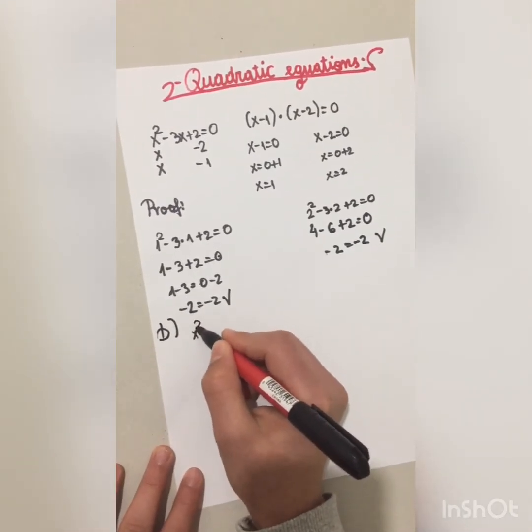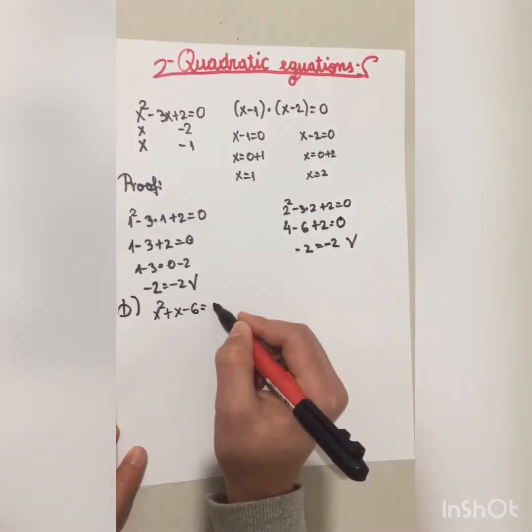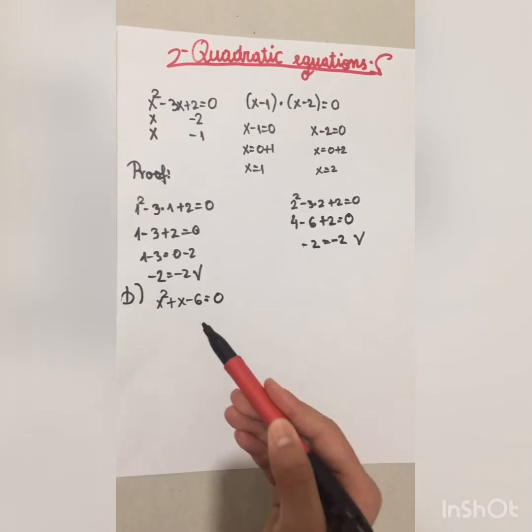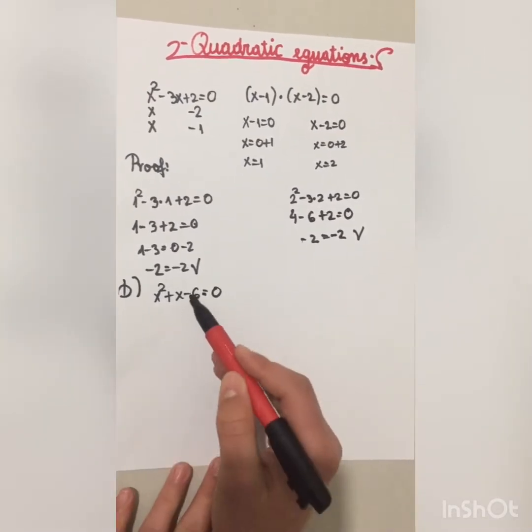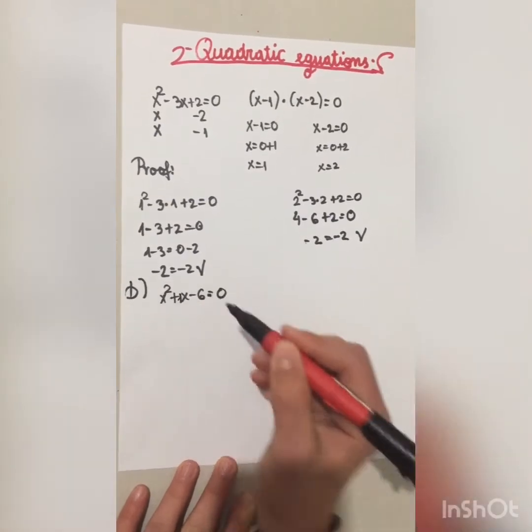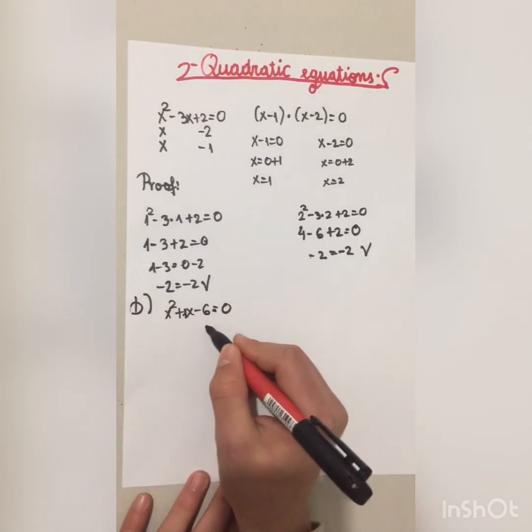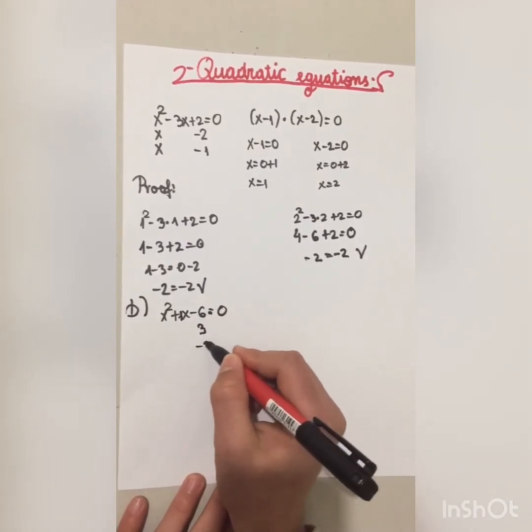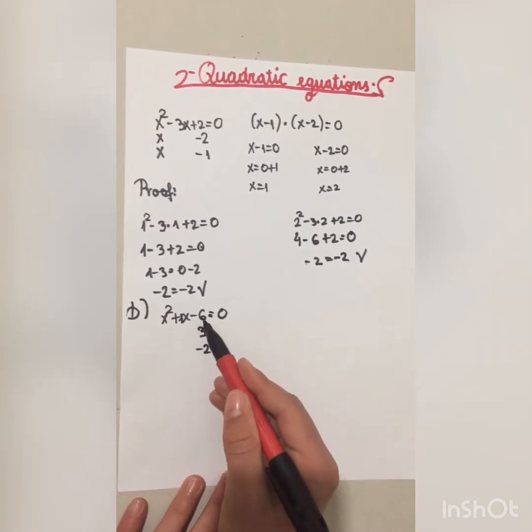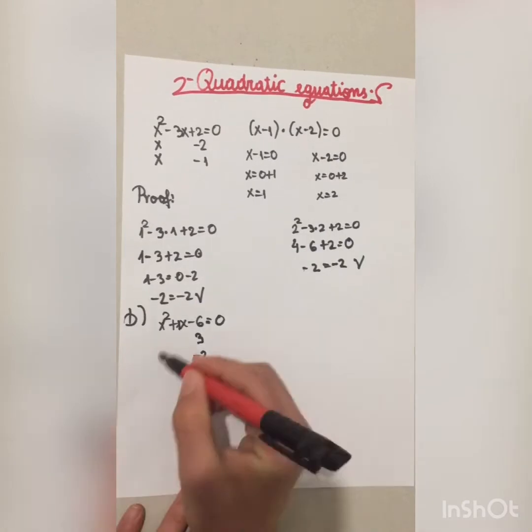x squared plus x minus 6 equals 0. As I said, in this task we have to find two numbers that when we multiply we get minus 6, and when we add them we get plus 1, because the coefficient here is plus 1. We have two numbers here, 3 and minus 2, because 3 times minus 2 is equal to minus 6, and 3 plus minus 2 equals plus 1.